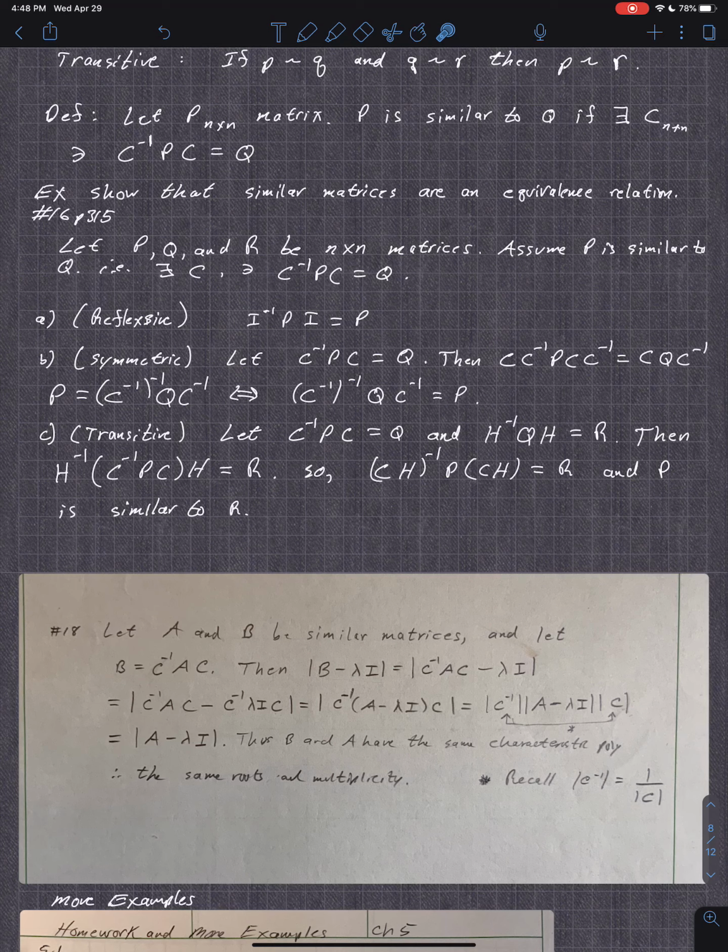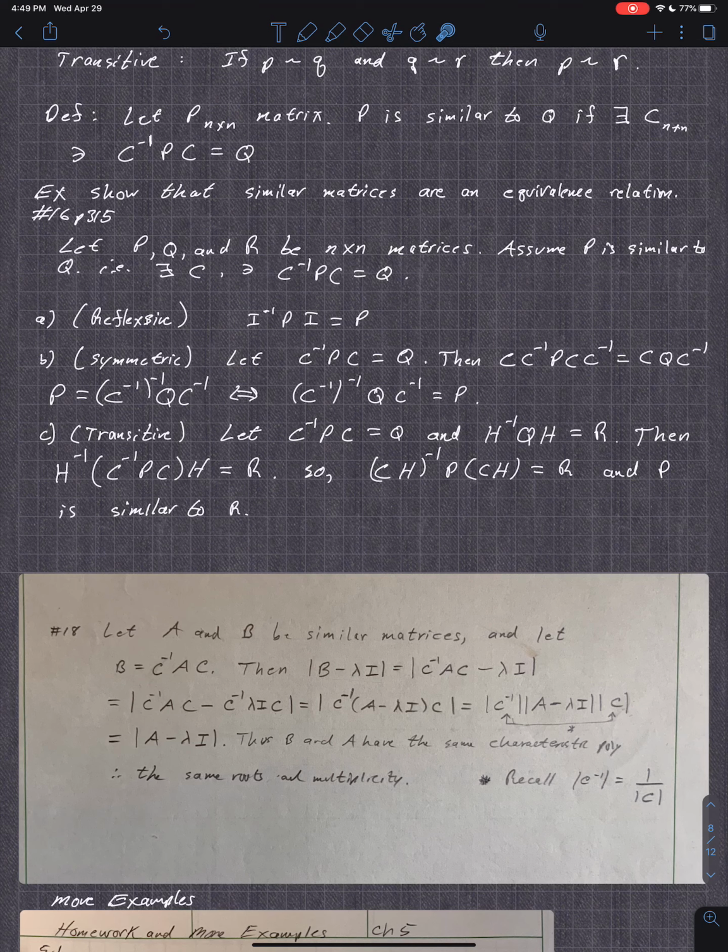Okay, so let P be an n by n matrix. We say P is similar to Q, and it's that direction we want to keep in mind. So P is similar to Q if there exists an invertible matrix C such that C inverse times P times C is equal to Q. Okay, so basically you have an invertible matrix where you multiply in that order and you get Q. And then these are then equal. So that's what we call a similarity.